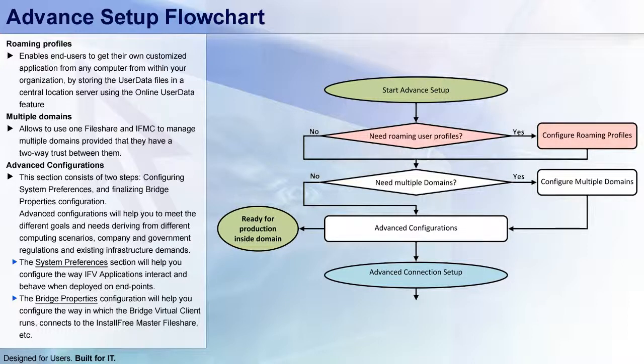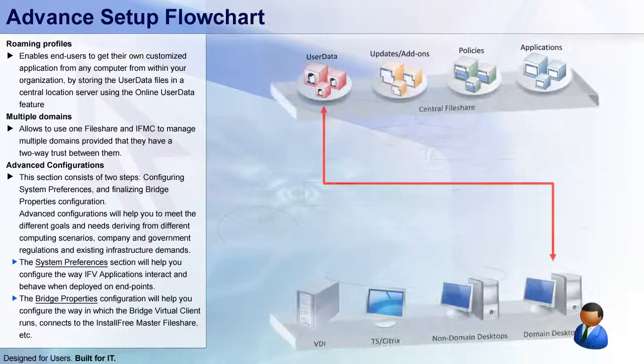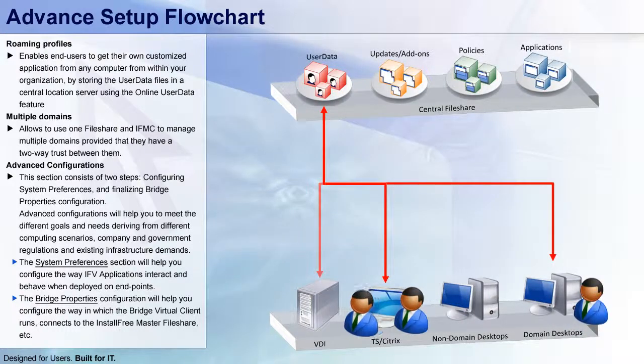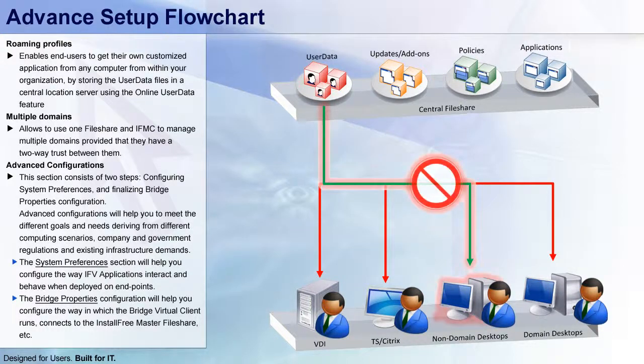The first optional step as part of the advanced setup is to configure roaming profiles, which will enable end users to get their own customized applications from any computer within your organization by storing the user data files in a central location. But please note, the online user data feature requires users to have a continuous connection to the shared location where the components are stored, meaning that users will not be able to work offline or in a location where the shared location might not be available at all times.